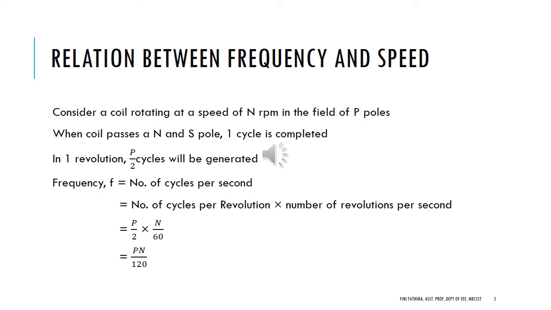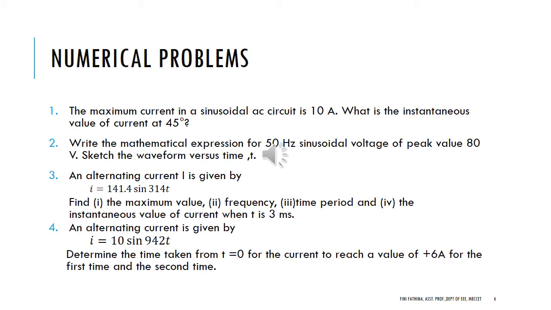or for an AC system which is running in synchronism. Synchronism means the frequency will be the same everywhere. At that time we have to find out the speed. So N is equal to 120 f by P. That is the equation we usually use. So this relation is very important as far as electrical is concerned.